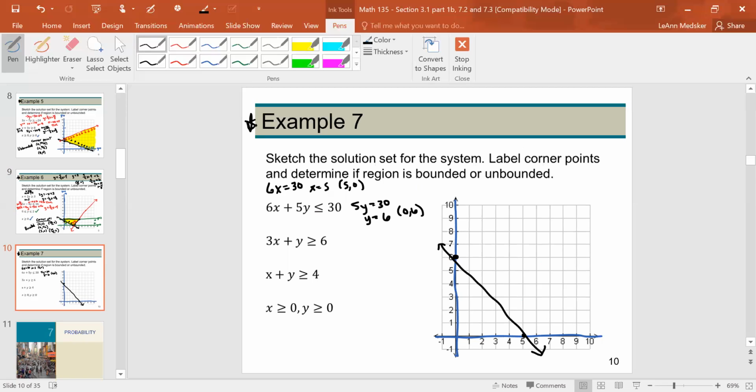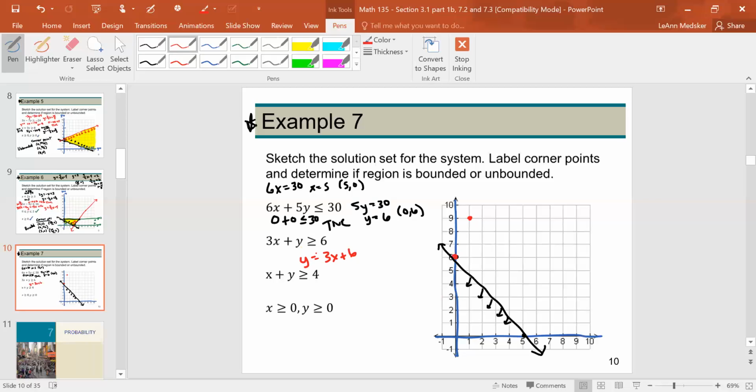So there's that one. If we plug in (0, 0), that is a true statement. 0 is less than 30, so we are shading towards our origin. We have our second one, which will be y equals 3x plus 6. Again, I could do it by intercepts if I wanted to as well. So this is going to be up 3 over 1, or down 1, 2, 3 over 1.